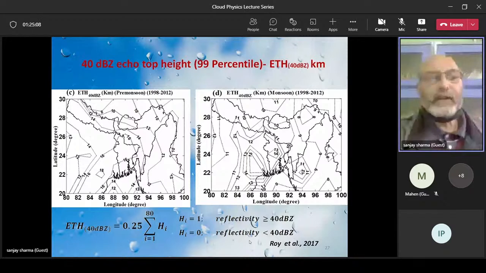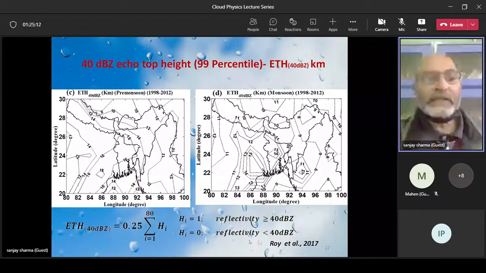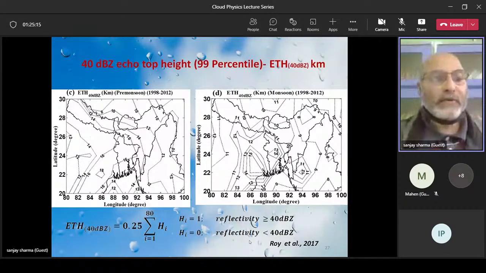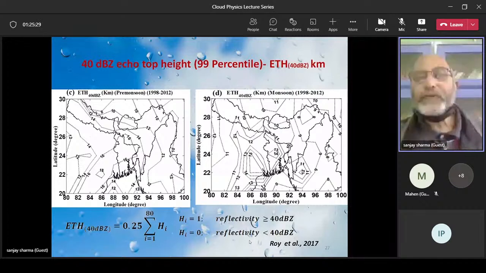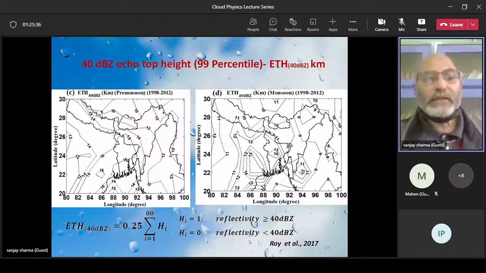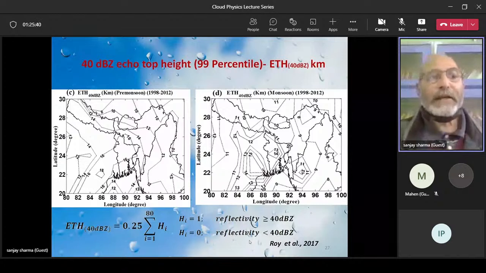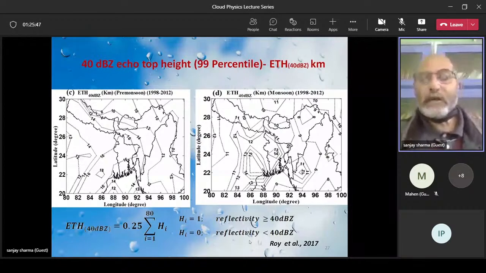Here, first of all, again the same thing: eastern India has more 40 dBZ echo top height, and the northeastern part has a smaller 40 dBZ echo top height compared to eastern India. And the same in the monsoon season. But one important piece of information is that, unlike 20 dBZ, 40 dBZ is more during the pre-monsoon season compared to the monsoon, because during pre-monsoon this region is more unstable and more convective compared to the monsoon.